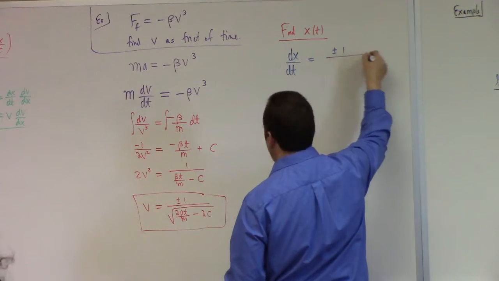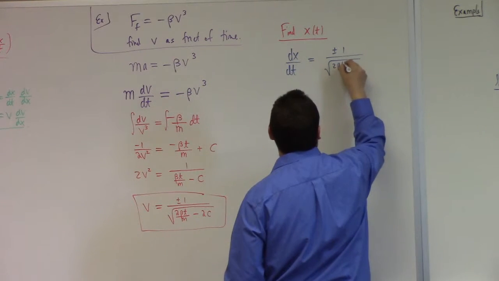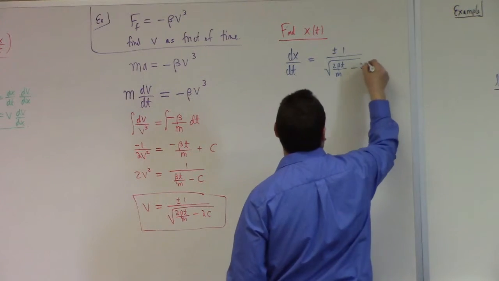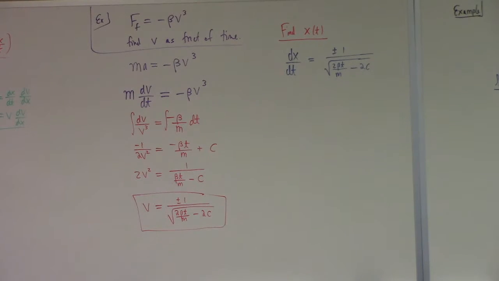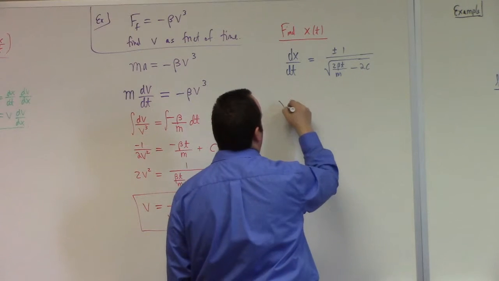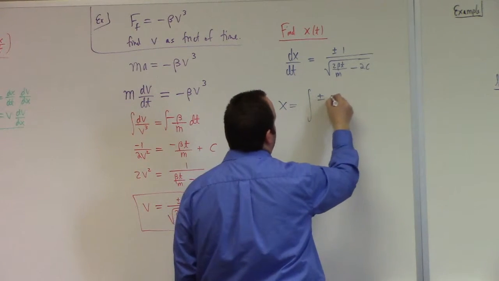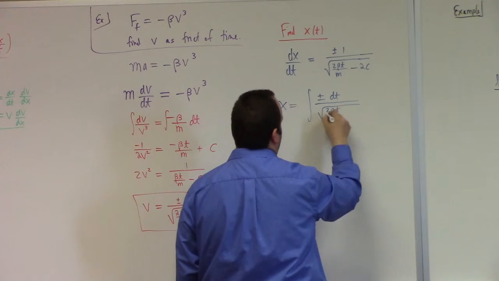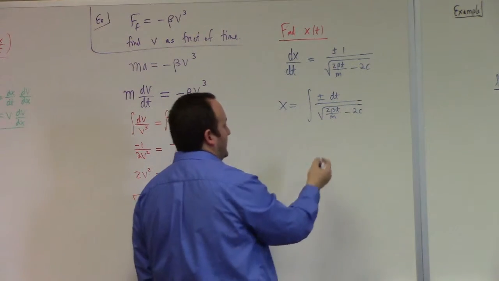Plus or minus 1 over the square root of 2 beta t over m minus 2c, right? So you just have to integrate both sides to find x. So x is equal to the integral of plus or minus dt over the square root of 2 beta t over m minus 2c. So we can solve this integral. Actually, it's not too bad.